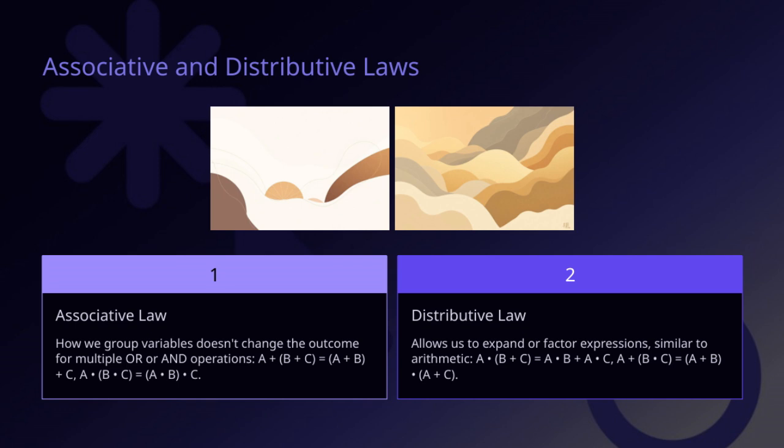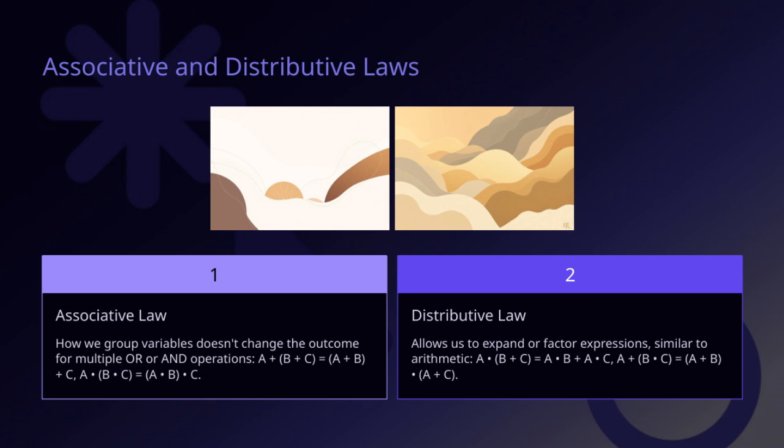On the other hand, the associative law tells us that how we group variables doesn't change the outcome when dealing with multiple OR or AND operations. For instance, A plus the group B plus C is the same as A plus B, plus C. The same goes for multiplication. A times the group B times C equals the product of A times B, times C.